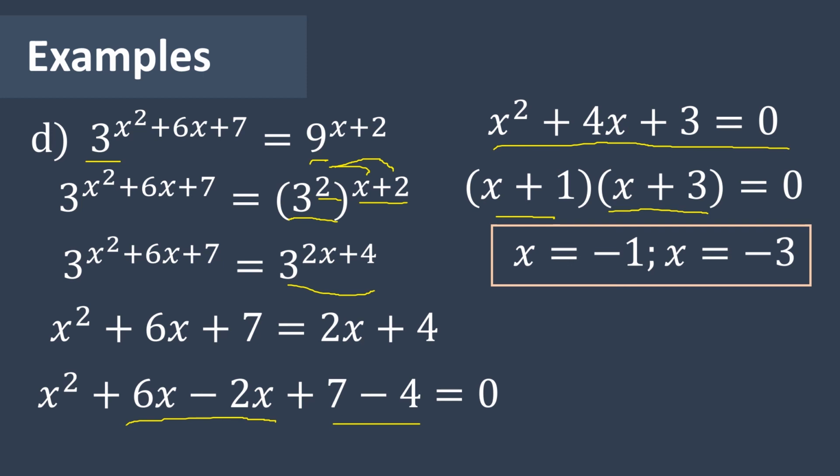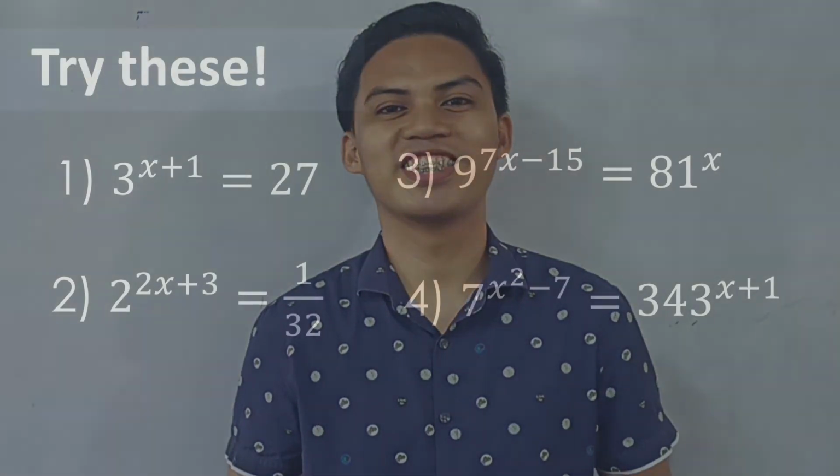We just move positive 1 to the right side of the equation, and it becomes negative 1. So the first value of x is x is equal to negative 1. For the second factor, x plus 3, we move the positive 3 to the right side of the equation, and it becomes negative 3. So the second value of x would be x is equal to negative 3. Now it's your turn. Try to answer the following questions.